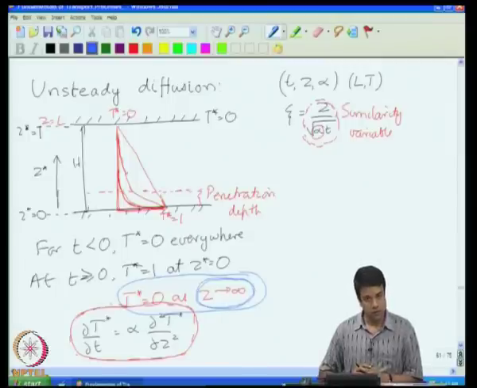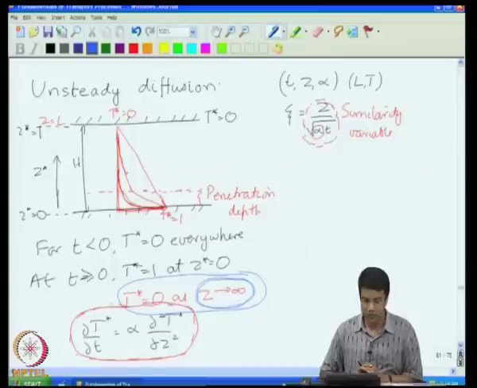Okay. So, to solve this problem, the first thing we tried to do was to look for some way to scale the variables. You have a dimensional length z, dimensional time t. Now, if the presence of the top plate were important, then I would simply have scaled z by the total height h. But I considered the case where the penetration depth is small compared to h, so that the length scale in this case should not depend upon h. Okay. So, that was the basic idea.